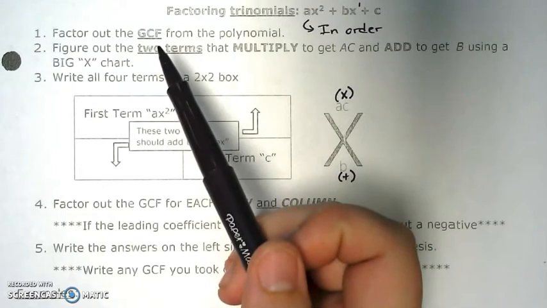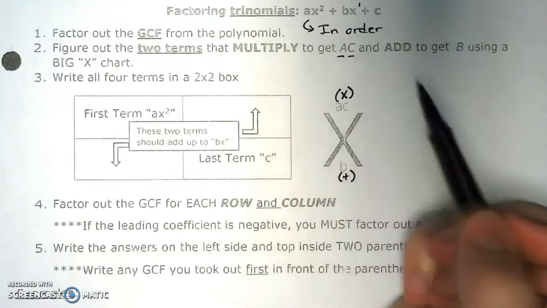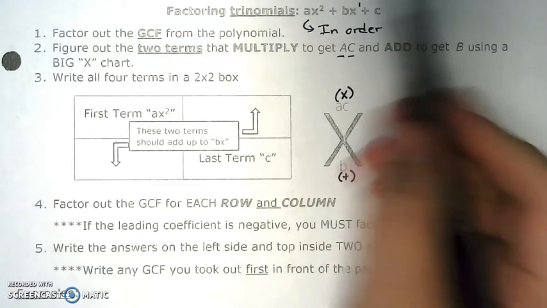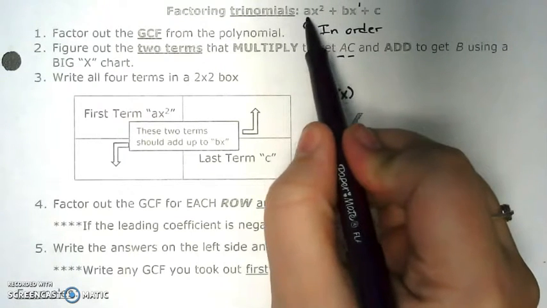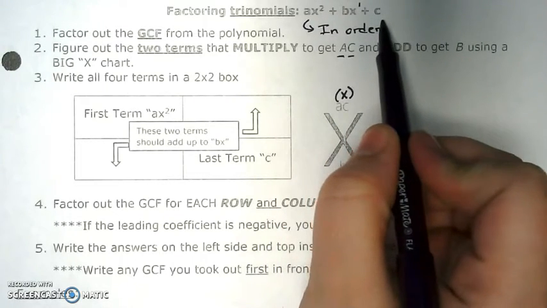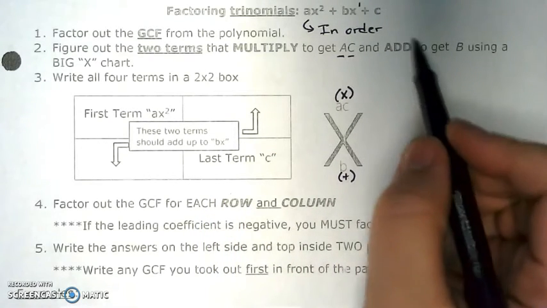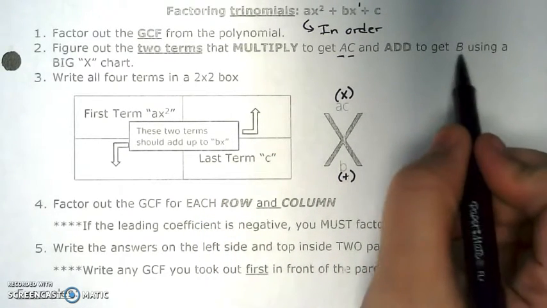Now the next thing we do is that we're going to use A and C. So it's in alphabetical order. A is the coefficient, or the number in front, of x squared, and C is the constant. So we're going to multiply those together. Then we're going to use our B value.